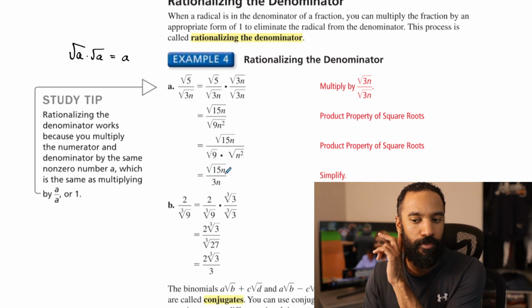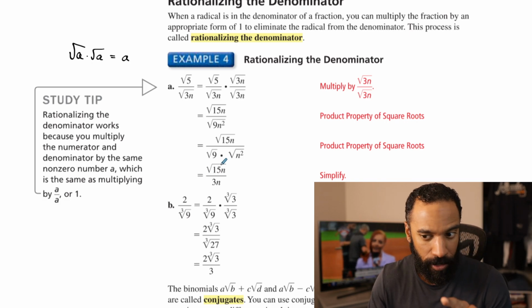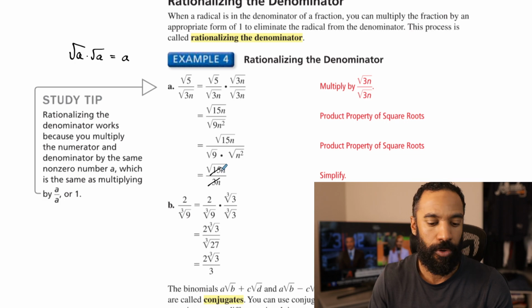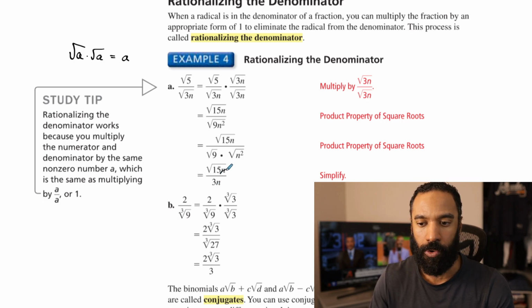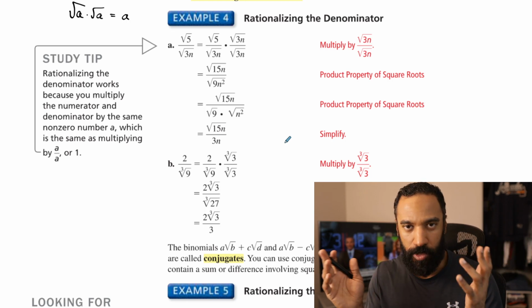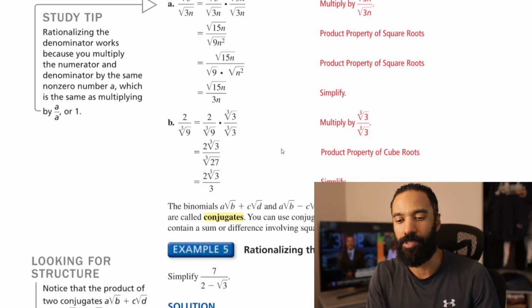So we get root 15n over 3n, and now things inside of a radical cannot divide with things outside of a radical. So it's not like you turn this into 5, no. Or cancel out the n's, no, because one's inside a radical, one's not. So square roots can multiply with square roots, cube roots with cube roots, irrationals with irrationals, like that.